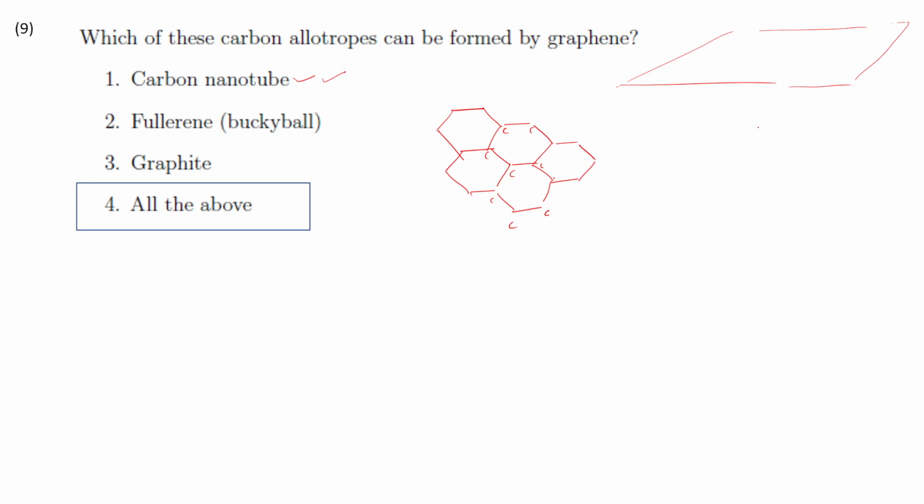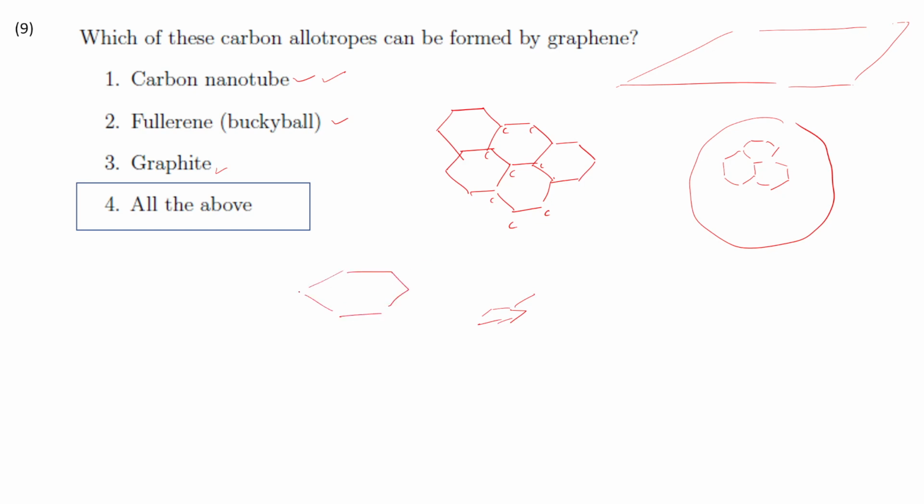If it is formed into a sphere, it will be a spherical thing, like a very big football kind of thing. So it will be a fullerene. And graphite is nothing but the planes of this hexagonal structure, which are stacked on top of each other.